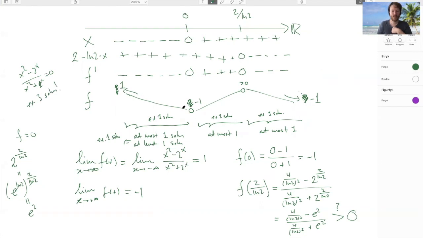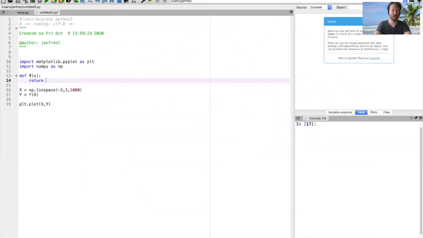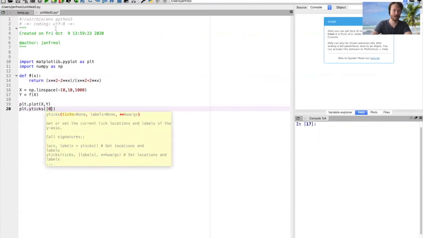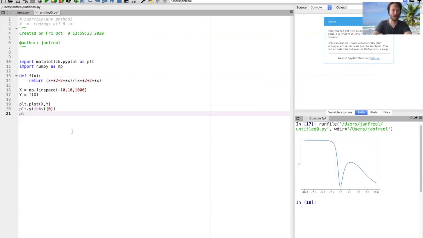And one of these solutions is negative, the other is in this interval here, and the third is in this interval here somewhere. Let's even go to Python to visualize this to see if this makes sense. So let me first put in my function here. It was x squared minus 2 to the x, divided by x squared plus 2 to the x, like this. And let's put minus 10 to 10. And before I plot, let's put plt.axhline at 0 like this. Let's also put some grid here.